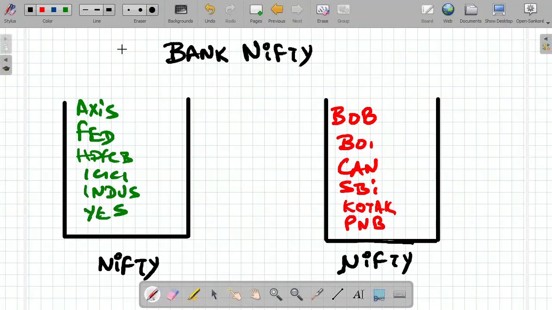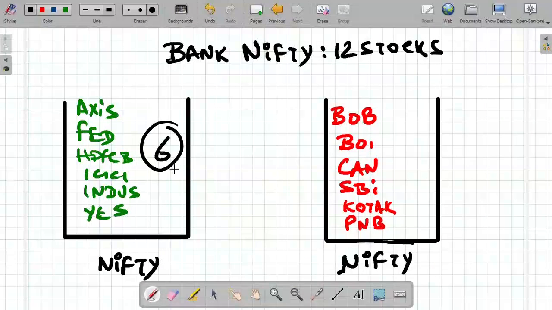So what I have done is I've taken all the 12 stocks that make up Bank Nifty, and I have taken the base as Nifty. And I find out which are the stocks which are outperforming and which are the stocks which are underperforming. Clearly, I have these 6 stocks which are outperforming. I am not interested in these 6 stocks at all. I will not be looking into these 6 stocks to buy from a trend following point of view.